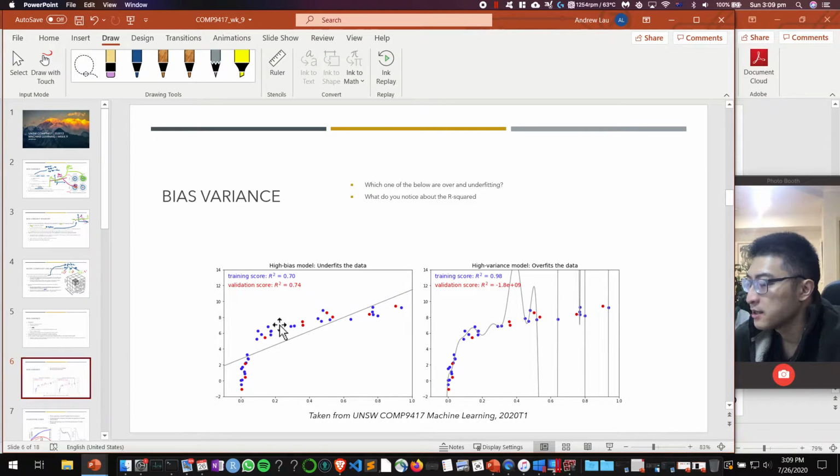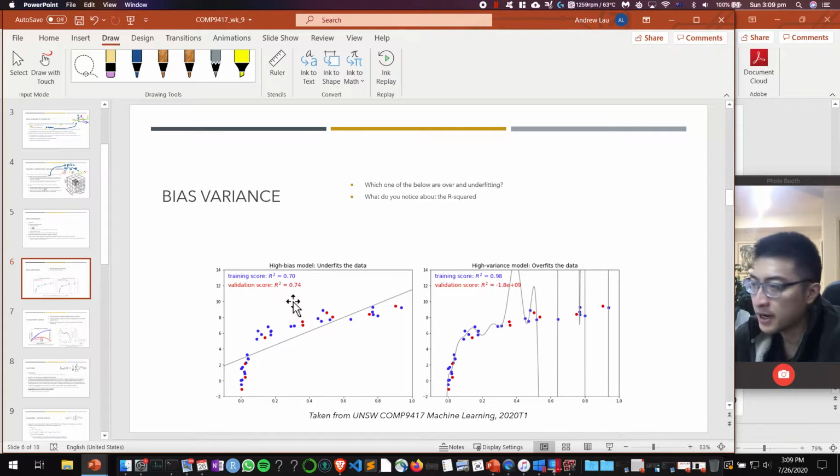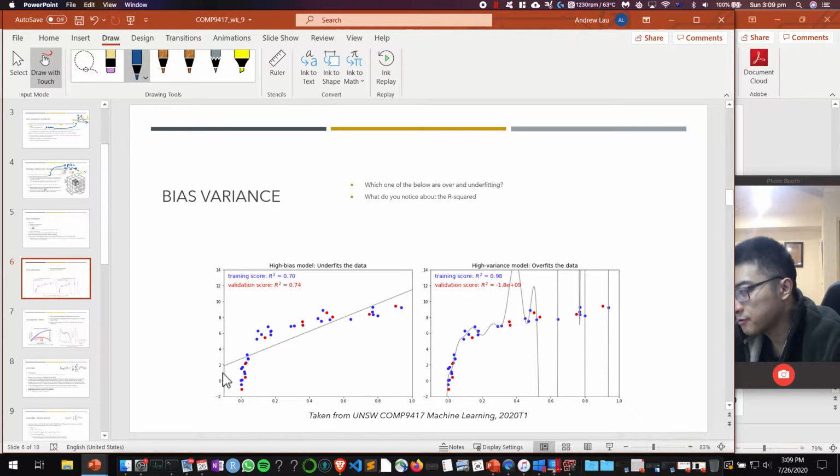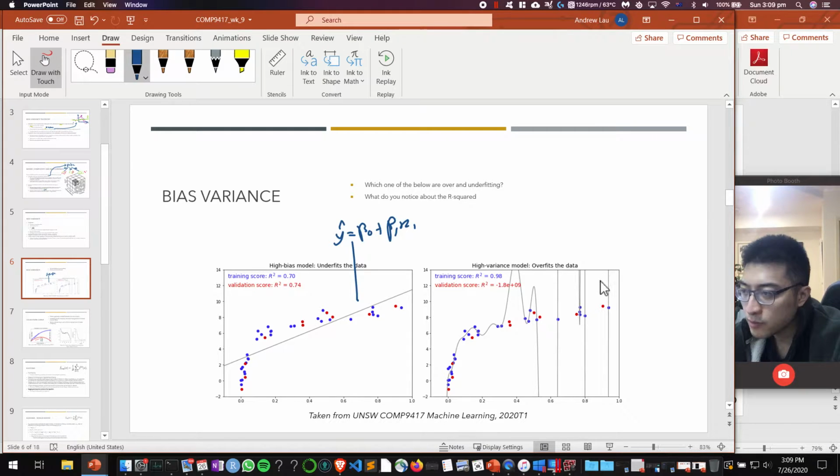Now, let's have a look at R-squared in the context of bias and variance, overfitting and underfitting. On the left, we have a simpler model. This may be something like this. On the right, you have a more complex model, which might be something like this.